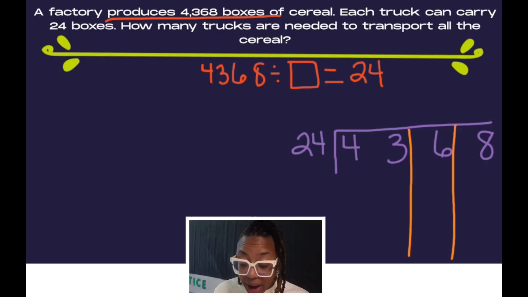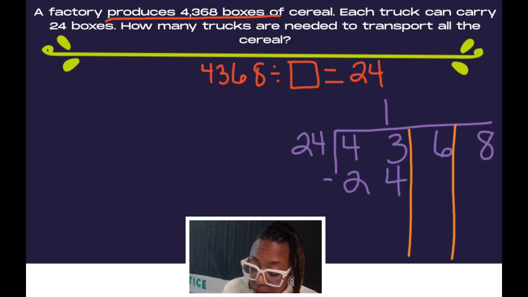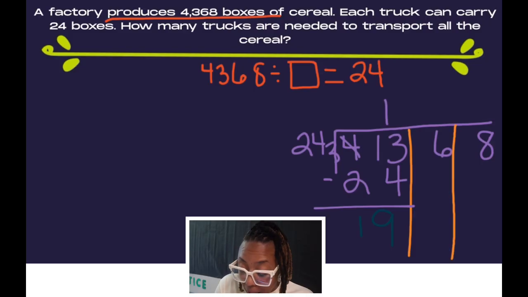So now we're going to start our dividing. I know that 24 can go into 43 without going over 43 only once because 24 times 2 is 48, so I can't use 2. 24 times 1 gives me 24. And when I'm done subtracting, I am left with the difference of 19. So 19 is what I am left with. So that means 19 is going to be popped into that next section.